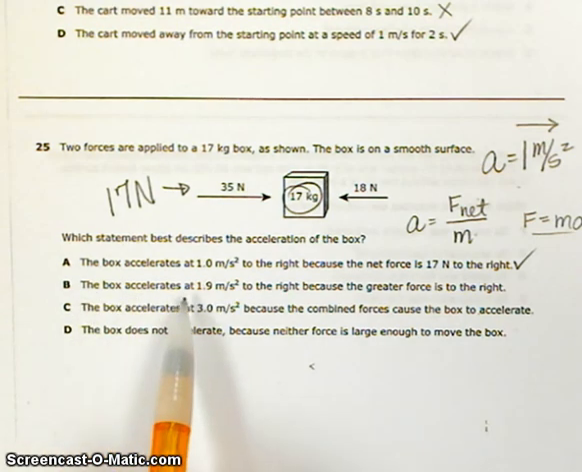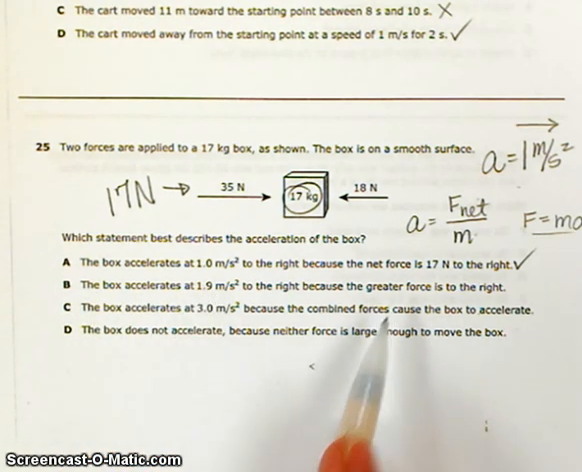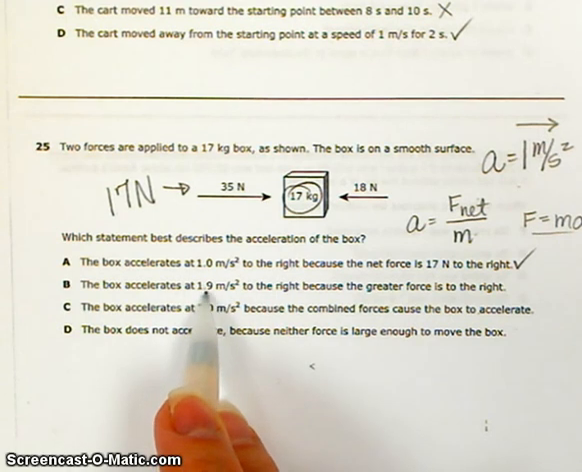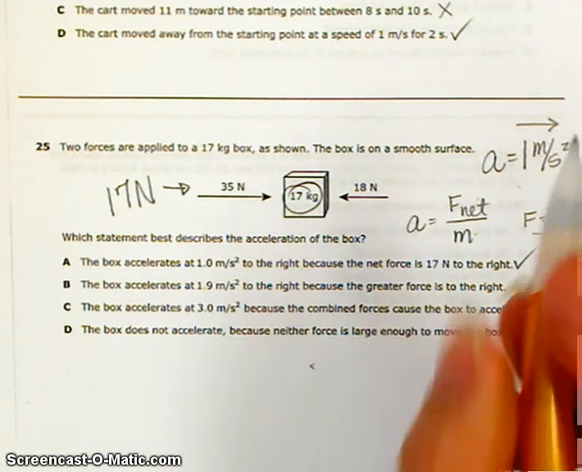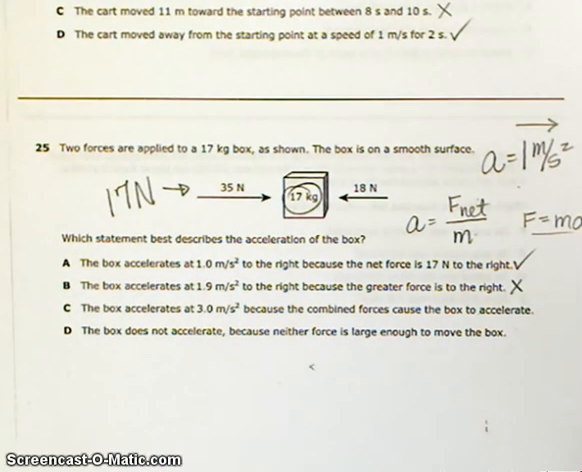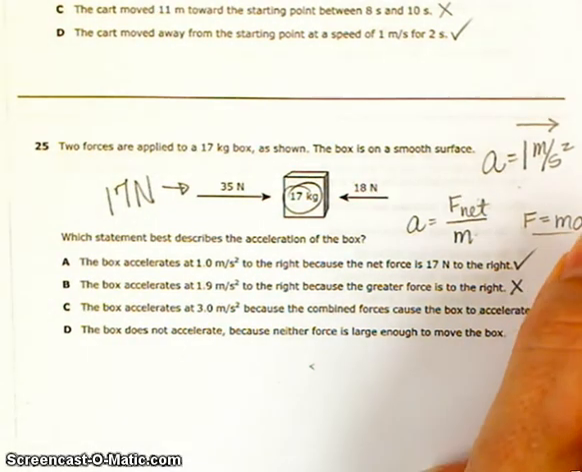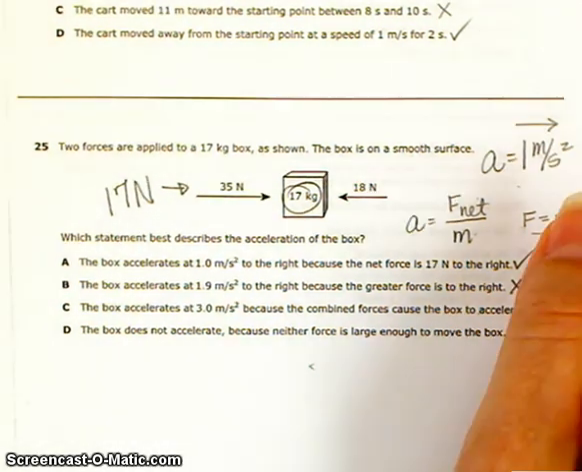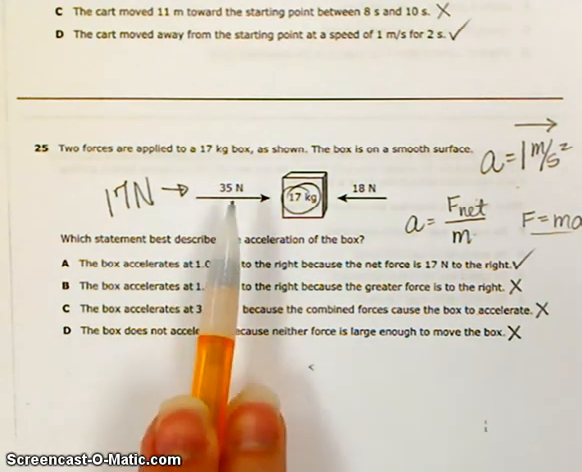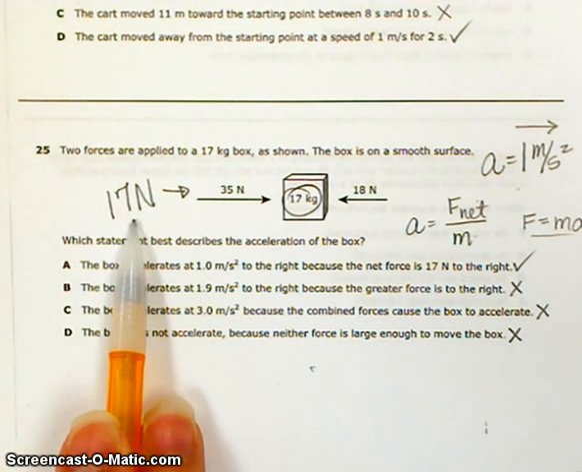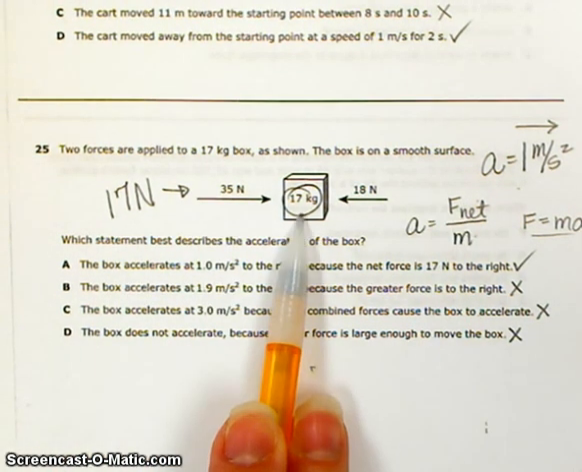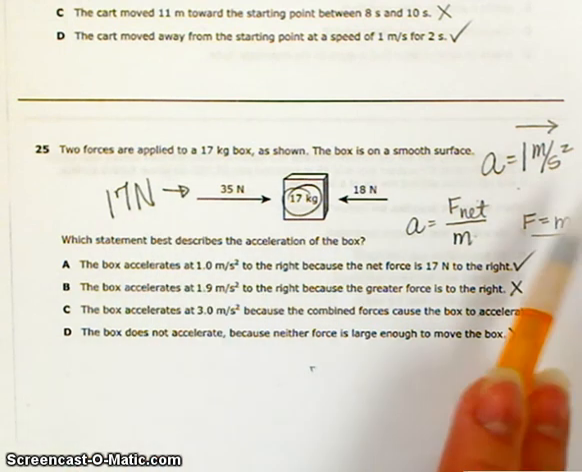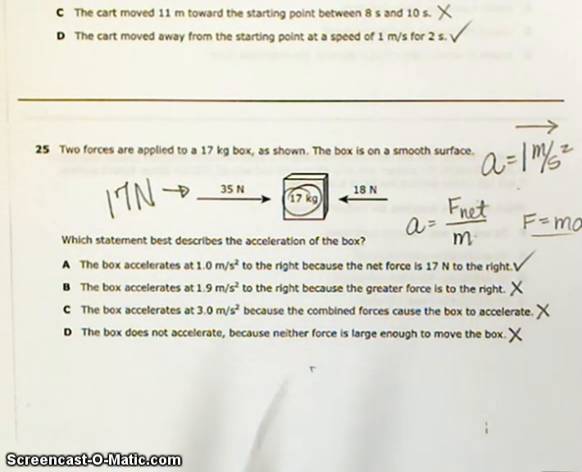The box accelerates at 1.9 meter per second because the greater force is to the right. I think they forgot to do 35 minus 18. That's not going to be correct. The box accelerates at 3. No. The box does not accelerate because neither force is large enough. No. Okay. You have two forces. Net force is 17. Mass is 17. 17 divided by 17 is 1, guys, and it's to the right, so that's going to be A.